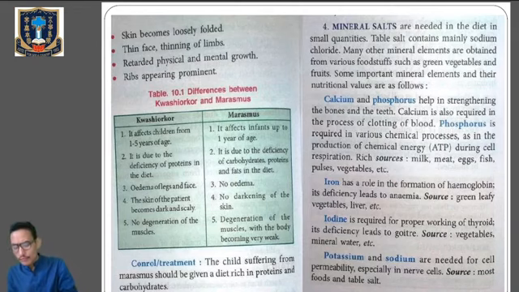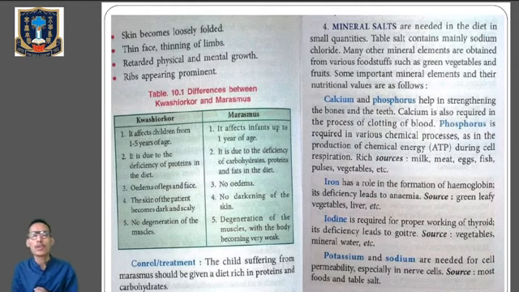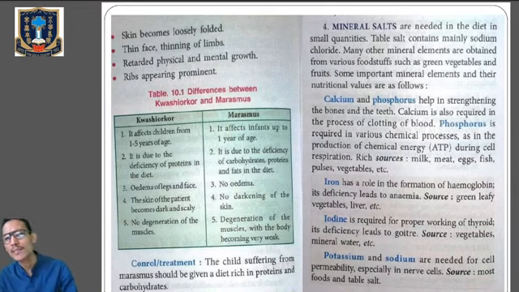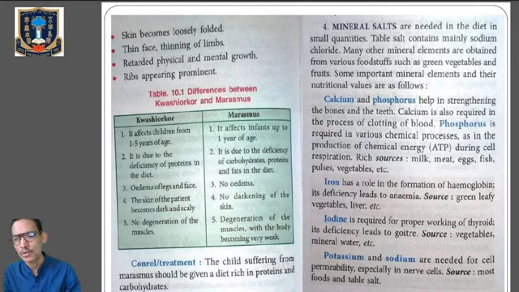The fourth nutrient is mineral salts, which are needed in the diet in small quantities. Table salt, or Nun, mainly contains sodium chloride, NaCl, and many of the mineral elements are obtained from various foodstuffs. So very important minerals and their nutritional values are as follows. First one, calcium and phosphorus. It helps in strengthening the bones and the teeth. Calcium is also required in the process of clotting of blood.